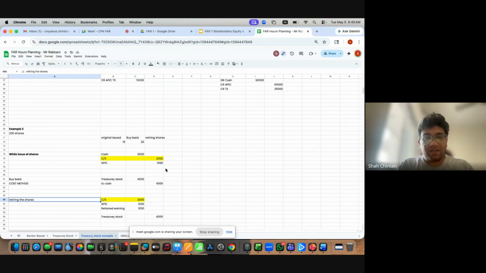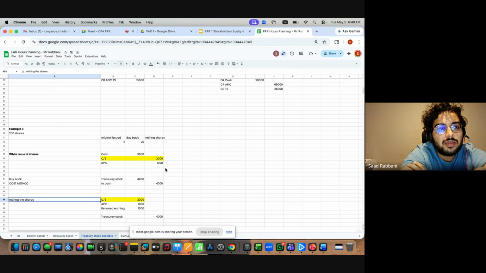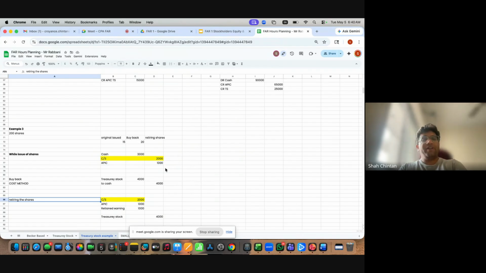Why is there a balance coming from retained earnings? Because that's the accumulated earnings. So कंपनी कुछ भी डिस्ट्रीब्यूट करेगी, कुछ भी लॉस करेगी, तो वो अपने अर्निंग्स में से करेगी.